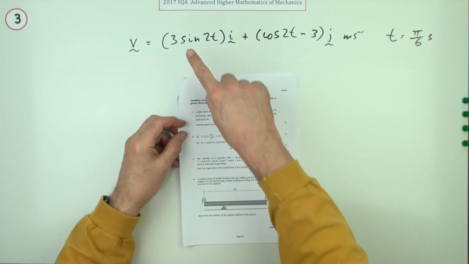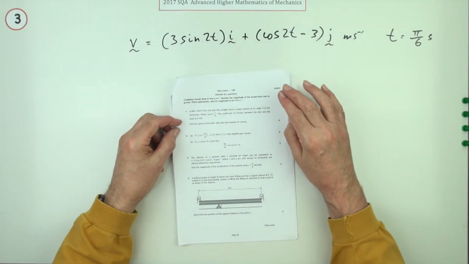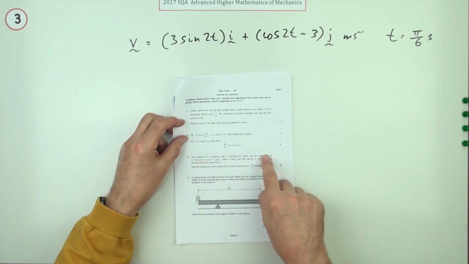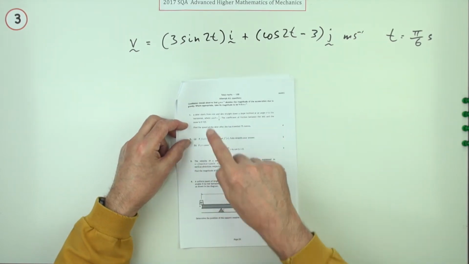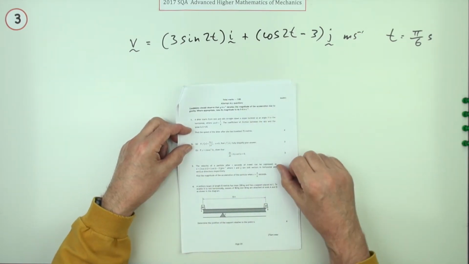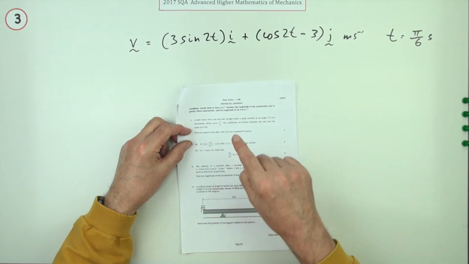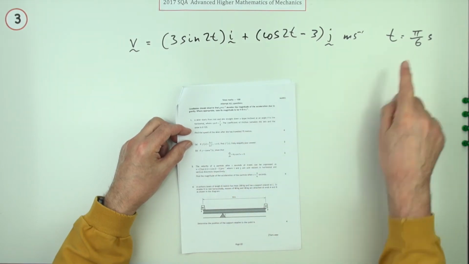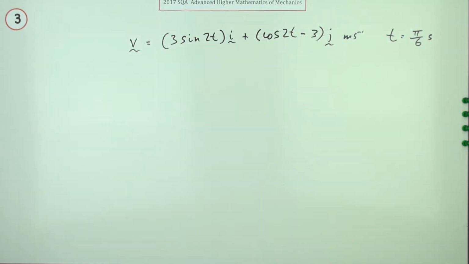Number 3 then, from the 2017 Mathematics or Mechanics paper, 4 marks. Here we go, velocity and acceleration. The velocity is given as a vector here. You have to find the magnitude of the acceleration when t equals pi upon 6 seconds.